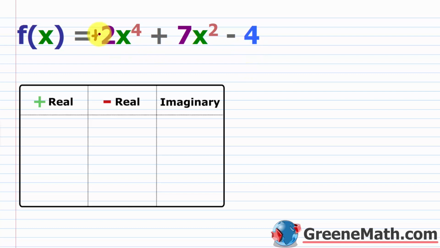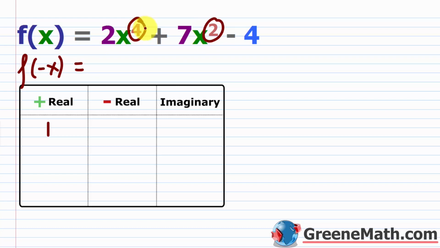So I'm just going to count my sign changes. So I go from plus to plus, no change, plus to minus, 1 change. So that tells me this could be 1 right here, okay? Now, this is a 4th degree polynomial, so I know there's more stuff coming, okay? So let's erase this, and let's think about f of negative x. Would anything change? No, because this is even and this is even.